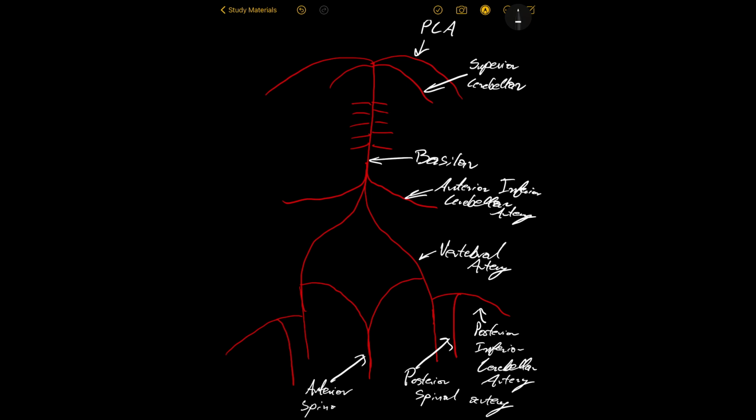However, if you notice here, there are two posterior spinal arteries and only one anterior spinal artery. Now, I will say that in about 25% of cases, the posterior spinal artery will come off of the vertebral artery and not the posterior inferior cerebellar artery. Now also keep in mind that all of these vessels come in pairs, meaning that there's a left and a right. The only exception really is in the case of the basilar artery, as well as the anterior spinal artery.